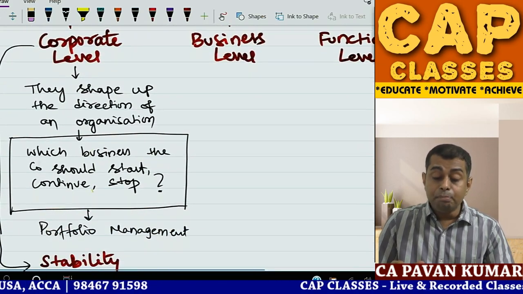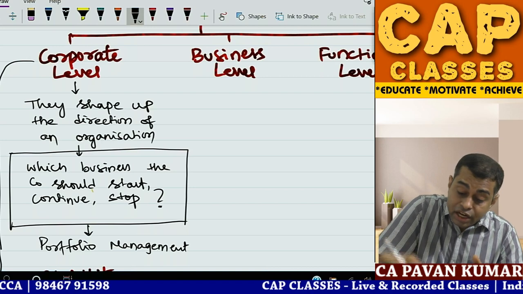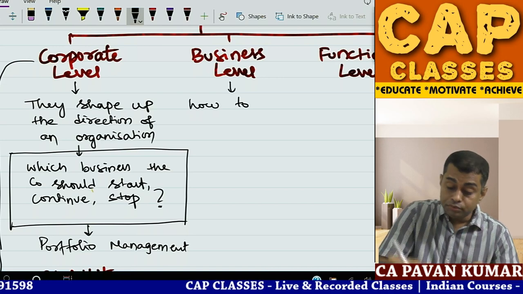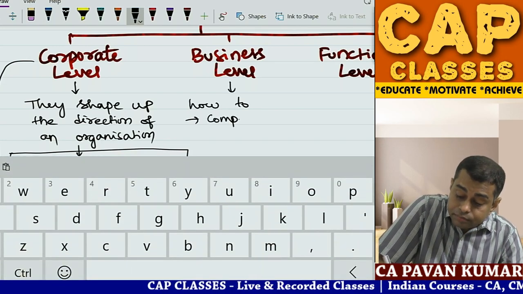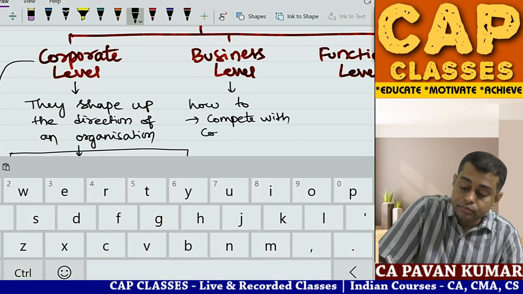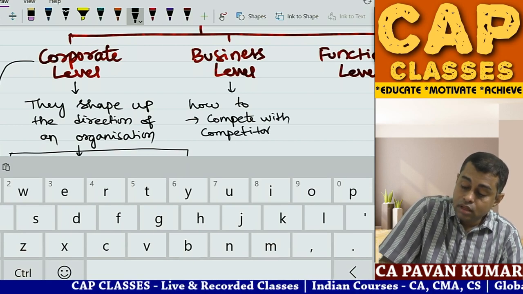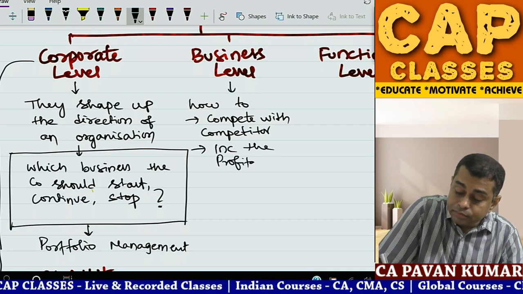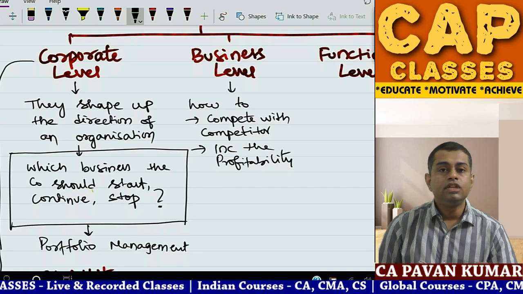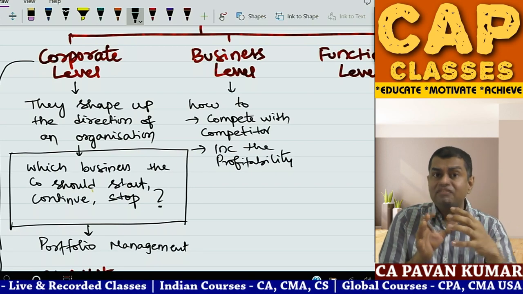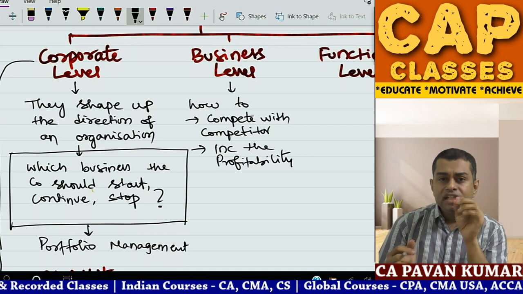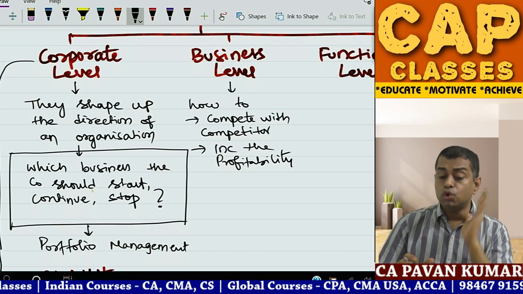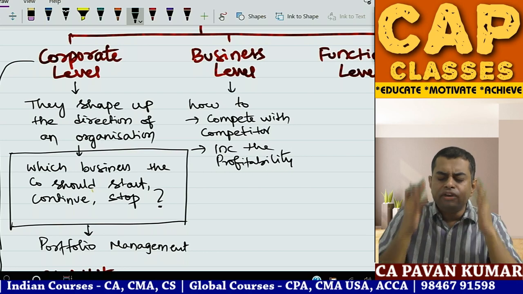Then comes the business level people. Here you think of how to compete with competitors, how to increase the profitability of business. So you are thinking about a business. Corporate level is Tata Sons, Tata Group. Business level is Tata Motors. What is happening in Tata Chemicals is none of your business. Who are you? I am business level manager. I should think of, I am Tata Motors.